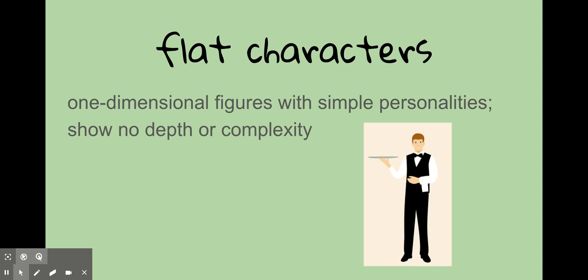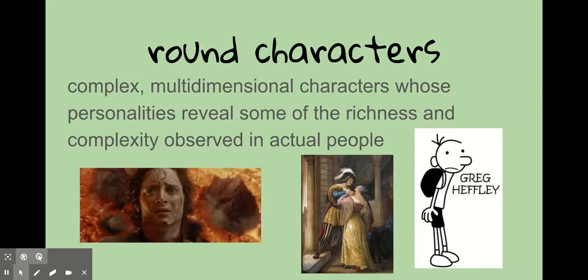Okay, flat characters are one-dimensional figures, just one-sided. They have simple personalities. They don't show any depth or complexity. They don't have the potential to change or grow in any way. And often they are just kind of background characters. And definitely you would not want your protagonist to be a flat character, because then we couldn't relate to that main character. A round character, conversely, is a character that is complex, multidimensional.